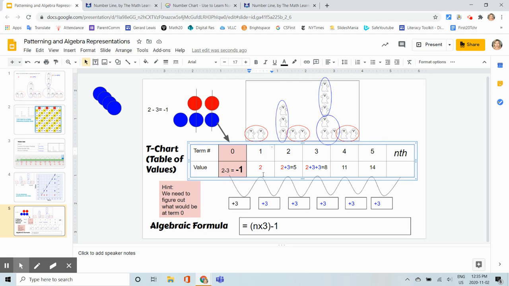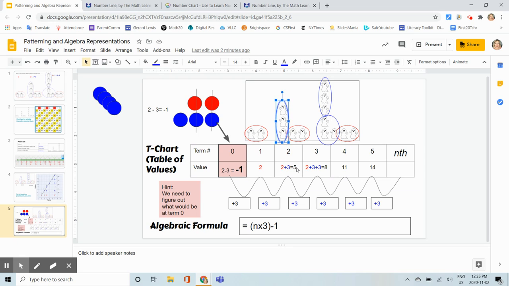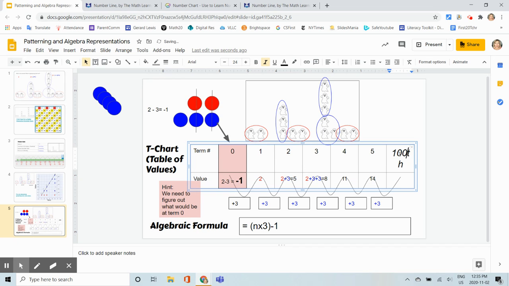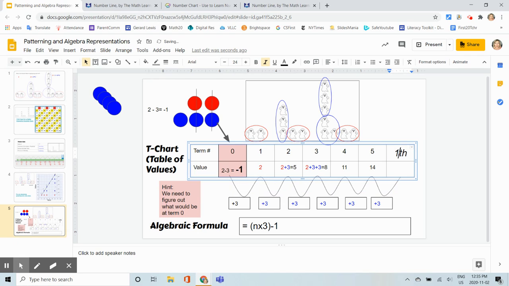Term 1 had 2 ghosts. Term 2 had 2 ghosts plus 3 more, so I had 5 ghosts. Term 3 had 8, term 4 had 11, term 5 had 14. What if I want to know what is at term 100? That's all this n means, is I can replace my term number in asking which one I want it to be at. So if I want to know what is at my 100th term, I would put that in.